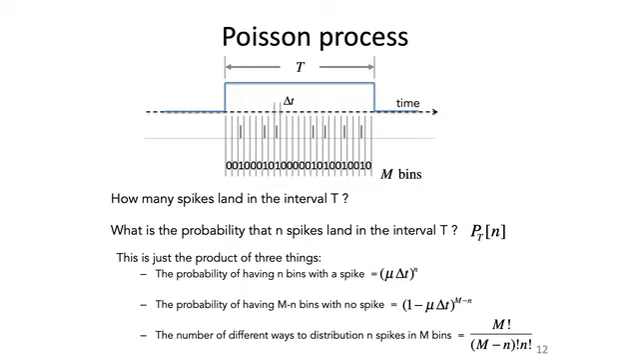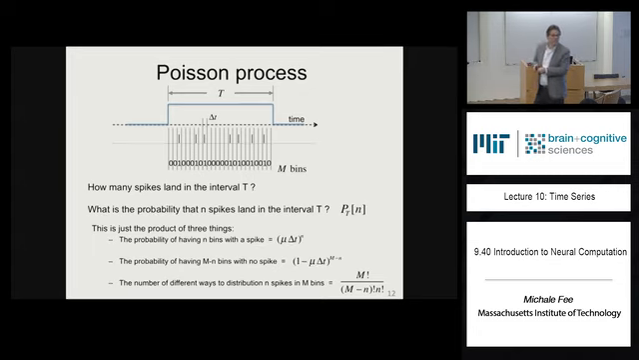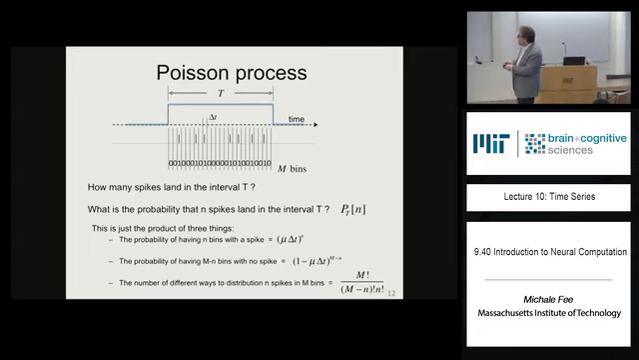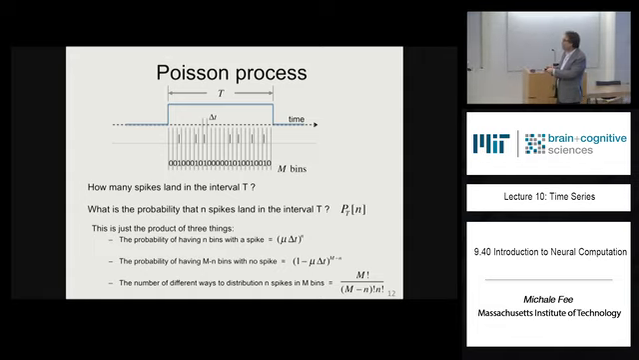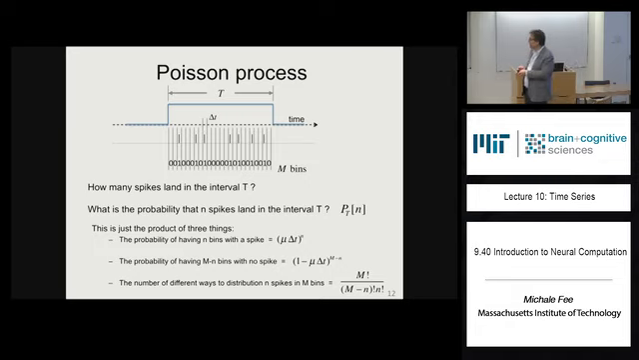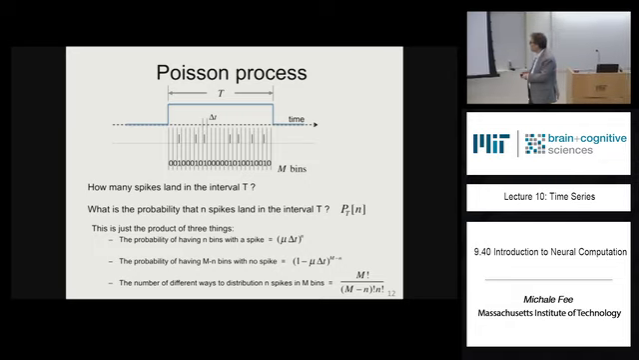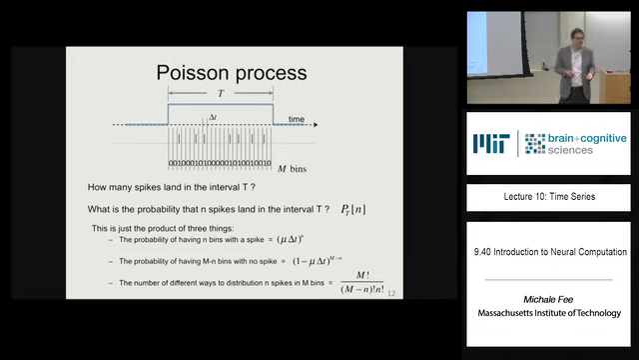times the probability of having m minus n bins with no spike, right? So that's 1 minus mu delta t to the m minus n, all right? And we also have to multiply it by the number of different ways that you can distribute those n spikes in m bins, okay? And that's called m choose n, okay?